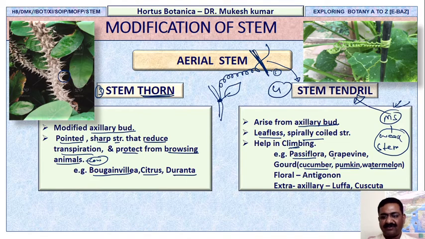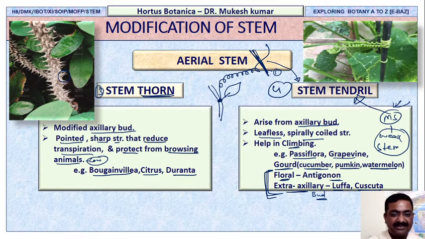Examples: passiflora, grapevine and gourd. Gourd means cucumber, pumpkin and watermelon. But we also have an exceptional example. It might be possible that you find a tendril structure from a flower. It is found in Antigonon. It might also be possible that we have the extra-axillary bud. You all know, I taught you the types of bud. Extra-axillary bud tendrils come from loofah and cuscuta. So these are very important structures.